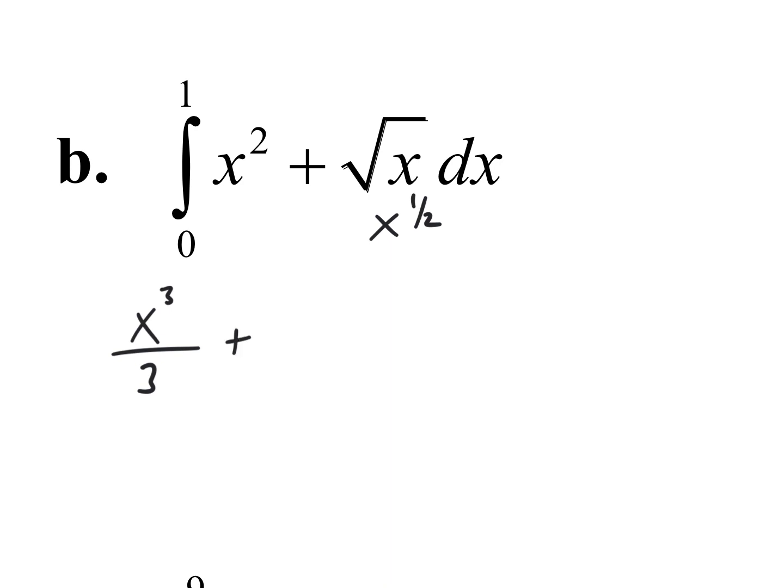Wait, why is it over 3? Because I add 1 to the exponent here for x squared, and then I divide by that one as well. Yep. And then x to the 1/2, if I add 1 to that, I get x to the 3/2, and I divide by 3/2, which I can also just write as 2/3? Yeah, that'll be easier to evaluate. So now I can evaluate this at both 1 and at 0.